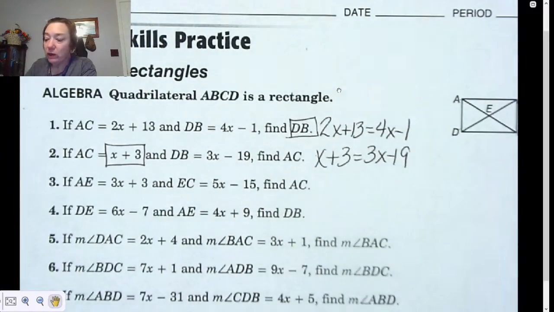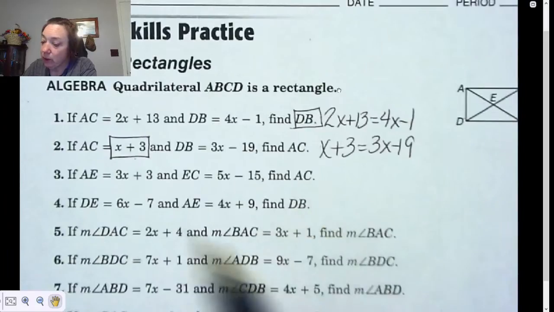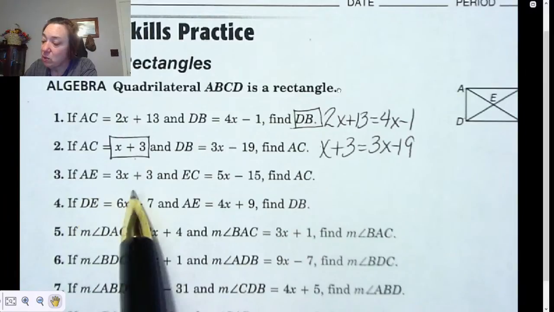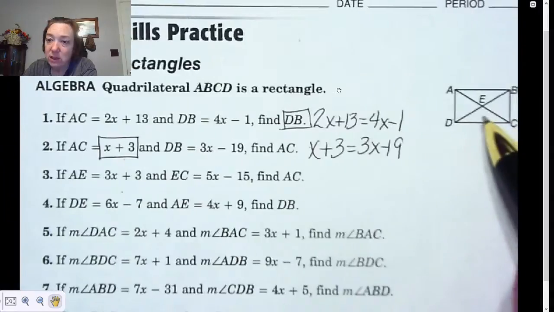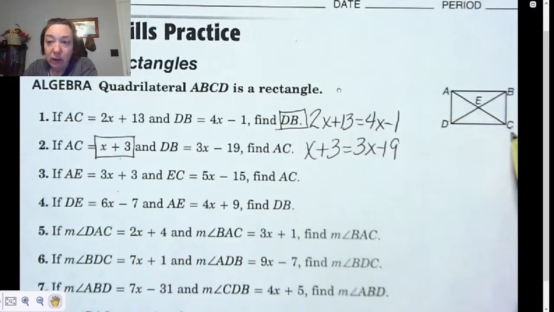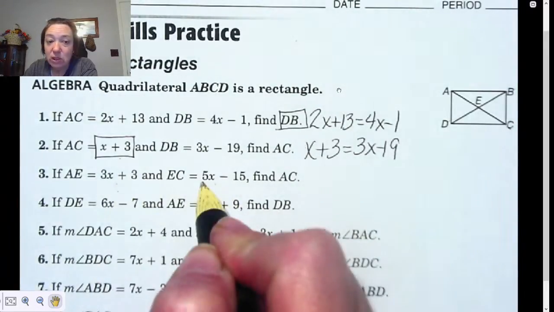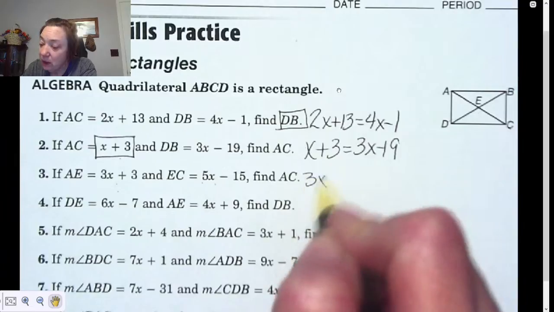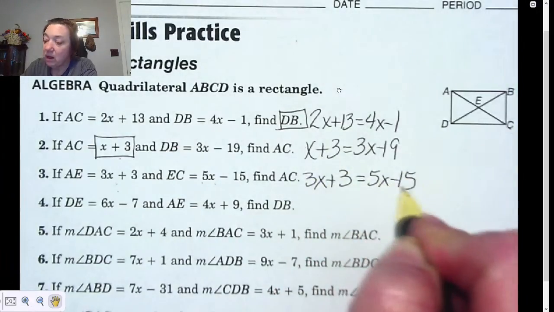Okay. So then we plug it back into AC to solve it, okay? So look at number 3. Number 3 says if AE is 3x plus 3. So AE is this part of the diagonal, right? And EC is this part of the diagonal. And we know that the diagonals bisect each other. So that means that these two parts have to be congruent. So we're going to set up another equation where 3x plus 3 equals 5x minus 15.